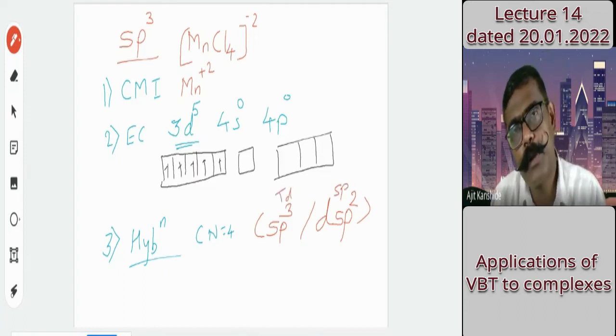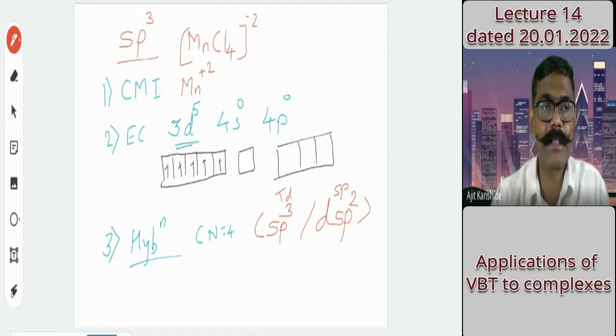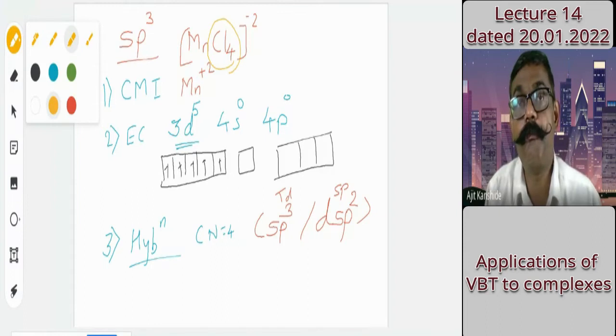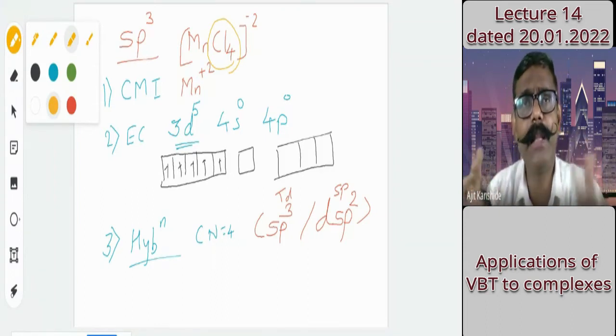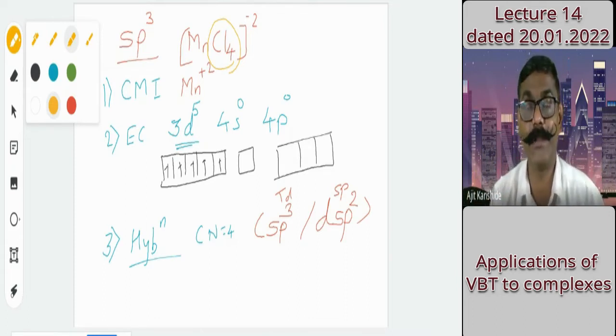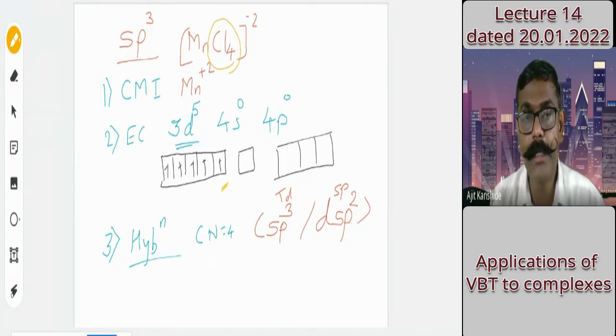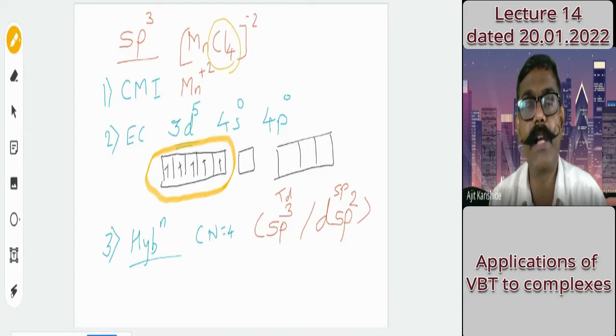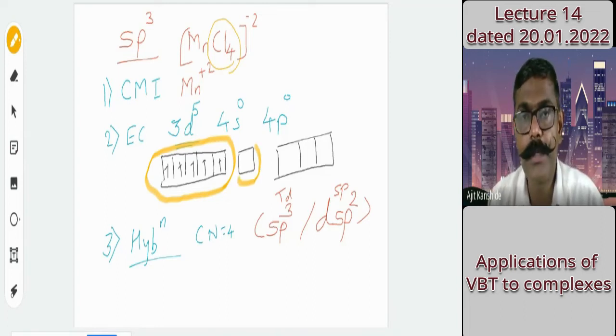After all, it depends upon the ligand. The ligand present here is chloride, and this chloride is a weak ligand. Weak ligand means it will not compel the electrons present in the central metal ion to pair against Hund's rule of maximum multiplicity. What I am finding is that the d orbital is half filled. In each orbital there is an unpaired electron. The s orbital is completely empty. The p orbitals are also empty.